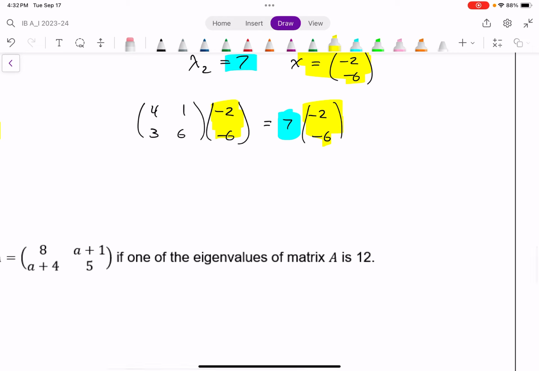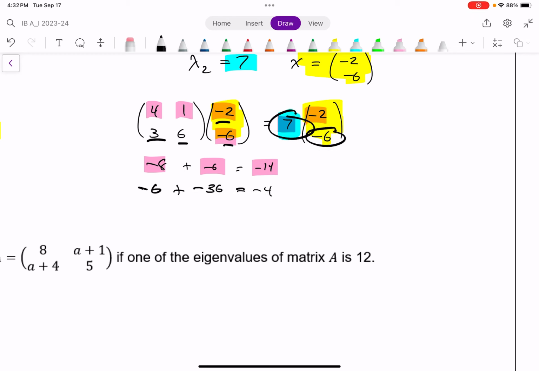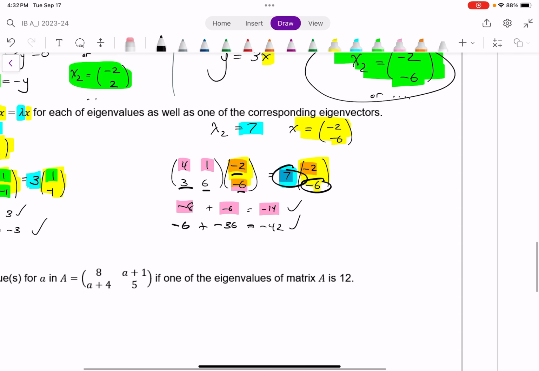And keep in mind again, if I look at my matrix multiplication, I get 4 times negative 2, which is negative 8, plus 1 times negative 6, which is negative 6, equals 7 times negative 2, which is negative 14. And that's correct. And I should check with both. 3 times negative 2 is negative 6, plus 6 times negative 6 is negative 36, and that should equal 7 times negative 6, which is negative 42. So good. I've not made a mistake.